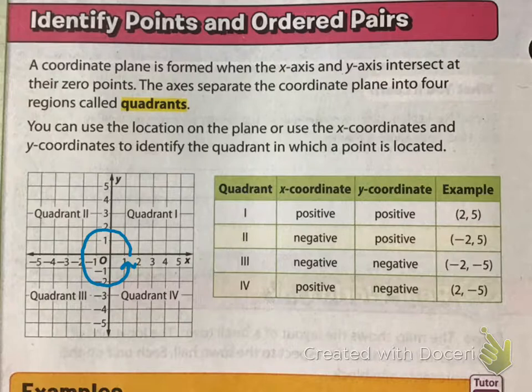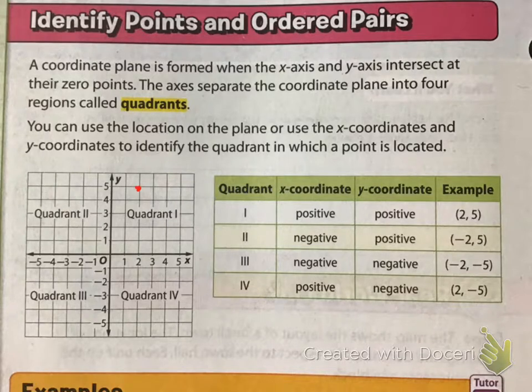So we look at our quadrants. And this is what's important. I want you guys to write this in your book. This is what it says on the back. In quadrant 1, our coordinates are positive and positive. So both the x and the y are positive. For example, 2 comma 5, and that would be this point right here. Both our x and our y are positive values.